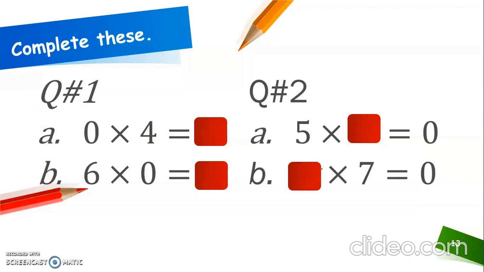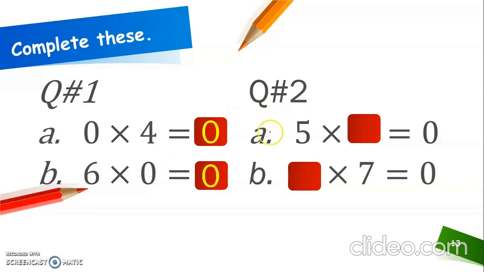Now let's practice some questions. Question number 1. A part, 0 is multiplied by 4 is equal to. As we have learned that when 0 is multiplied by any number, we will get 0. Good. Now in B part, 6 is multiplied by 0 and we will get, again remember, we have learned that when any number is multiplied by 0, so again we will get 0.